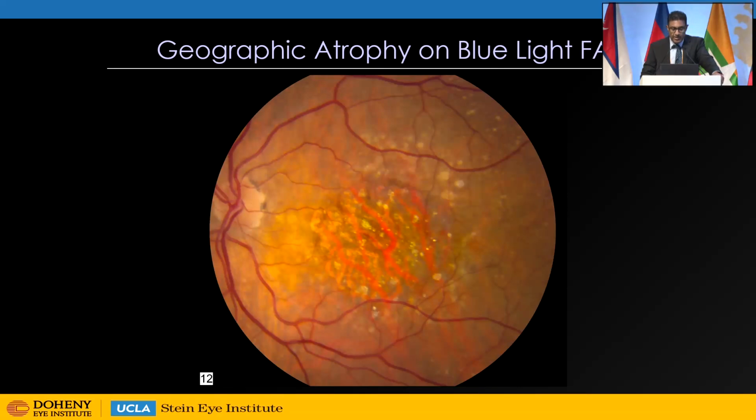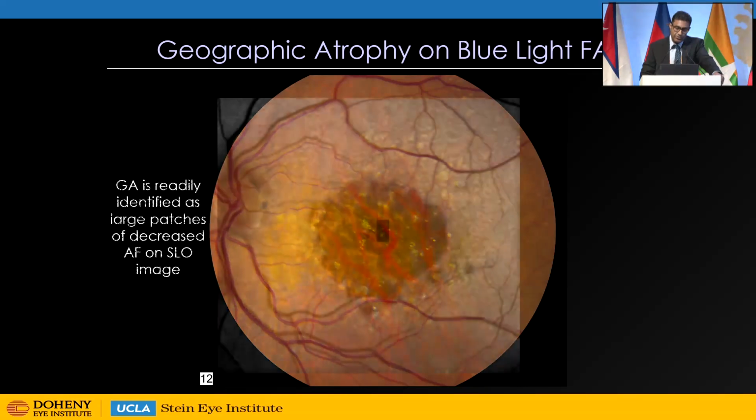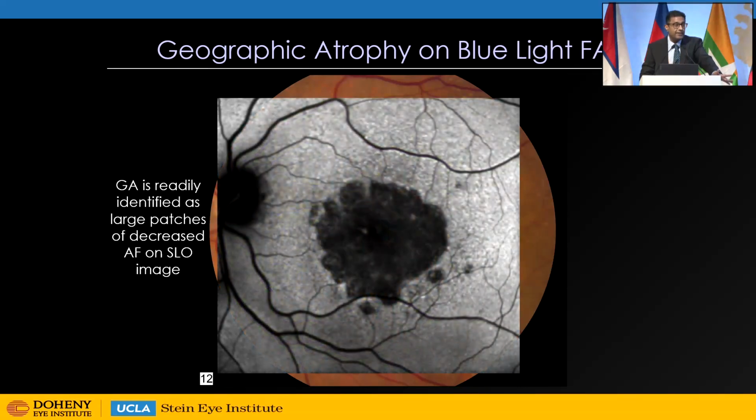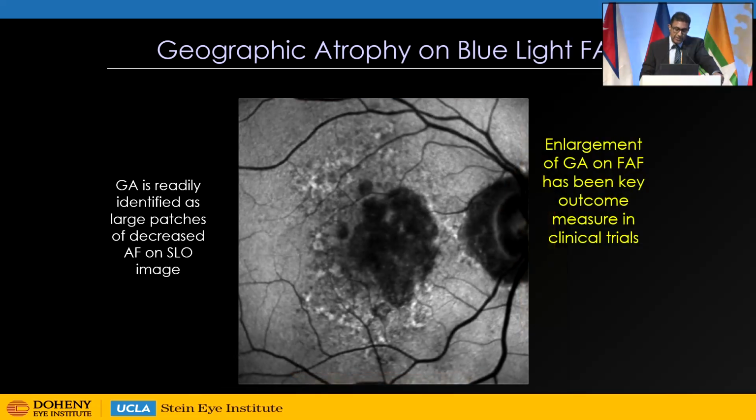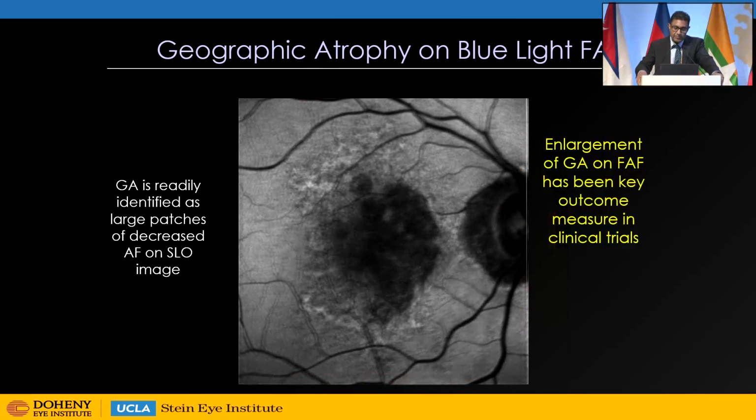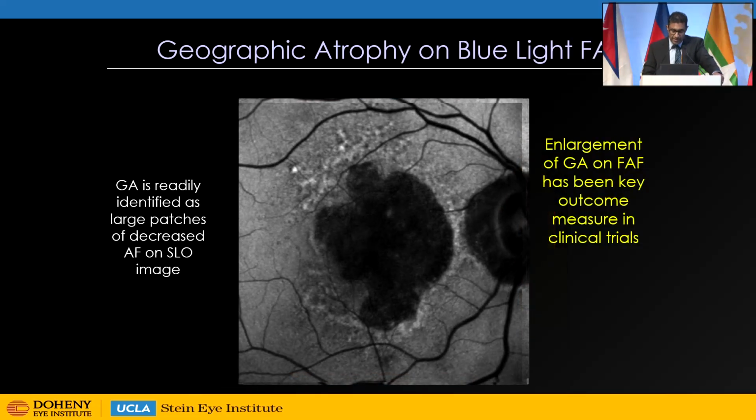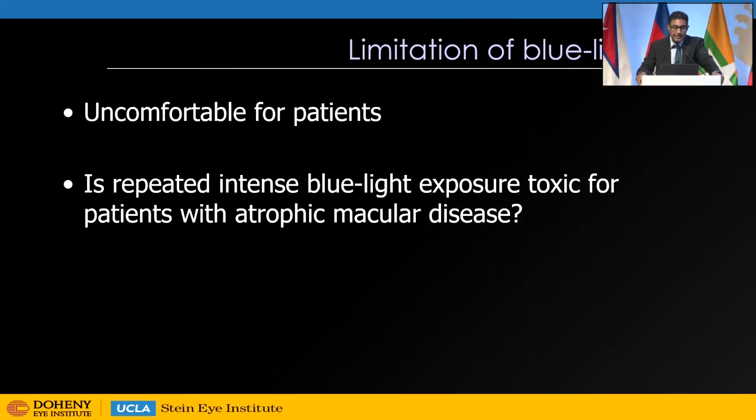Fundus autofluorescence, though, I think has really become the recent standard in clinical trials, and it's not hard to see why. In that same case I showed earlier, the atrophy borders may be difficult to discern, but are very readily identified as areas of decreased autofluorescence on the fundus autofluorescence imaging. And of course, it's not surprising that this has become a key outcome measure in many clinical trials.